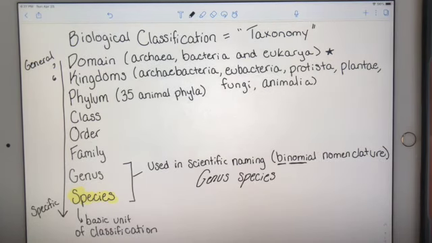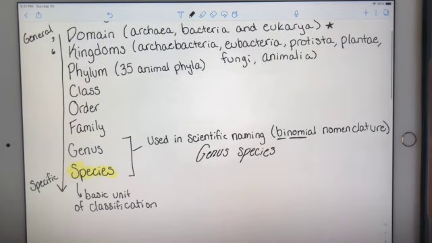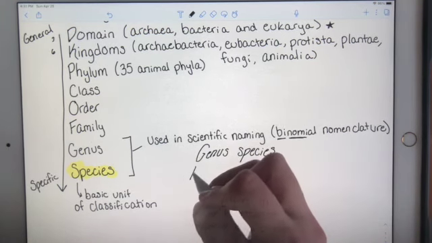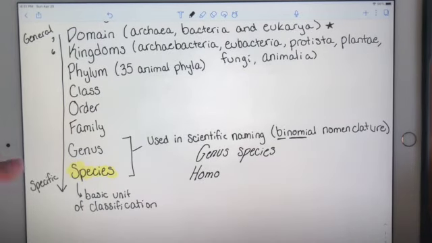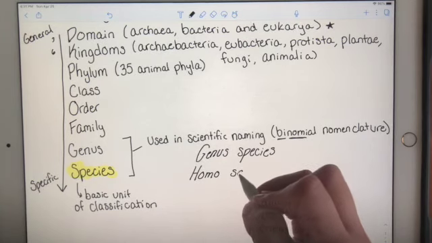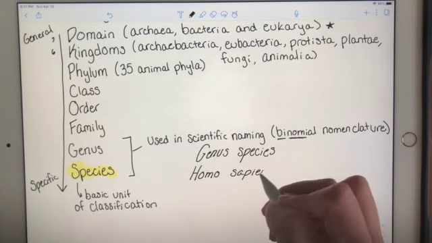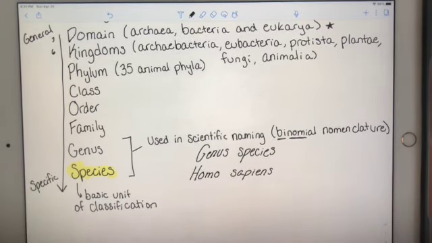So if we wanted to find the binomial nomenclature for our own species, we would start with the genus, which for humans, our genus is Homo. And then species for humans is sapiens. So Homo sapiens, that's us.